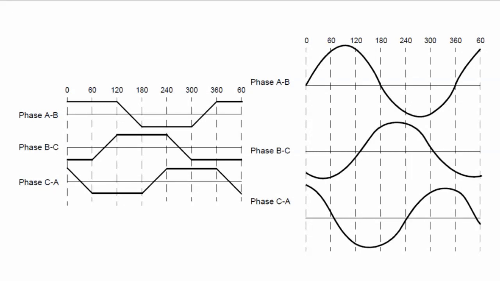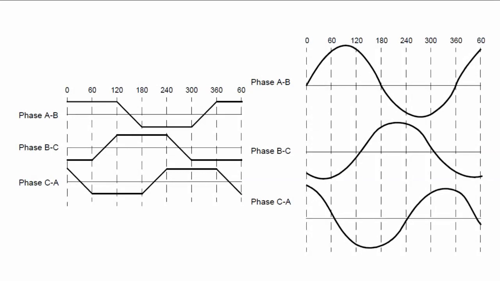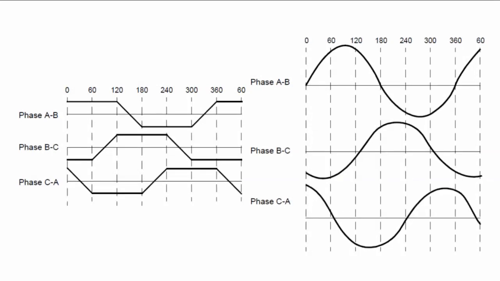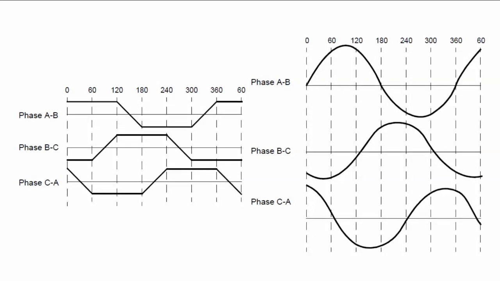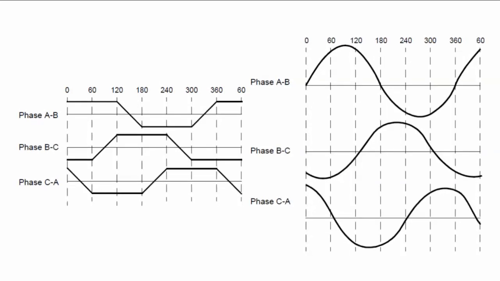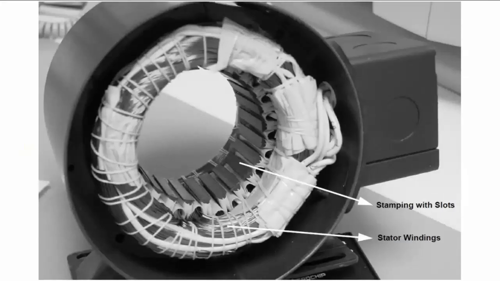BLDC motors come in single phase, two phase, and three phase configurations. Corresponding to its type, the stator has the same number of windings. Out of these, three-phase brushless DC motors are the most popular and widely used. Okay, now we can say something about the stator. The stator of a BLDC motor consists of stacked steel laminations. Maybe I will show you in the next slide. Yes.